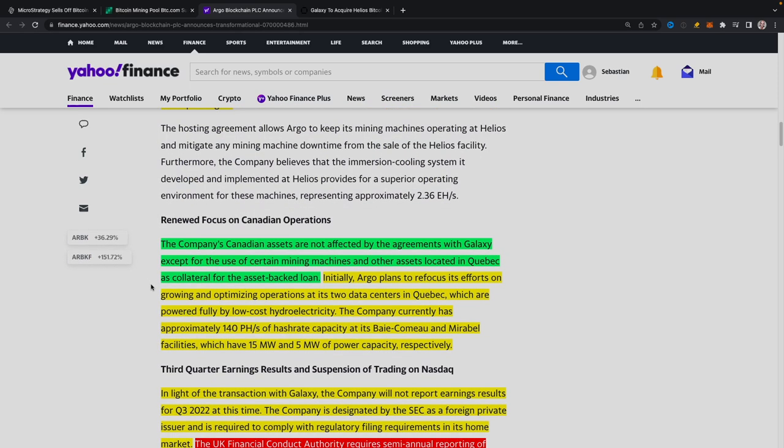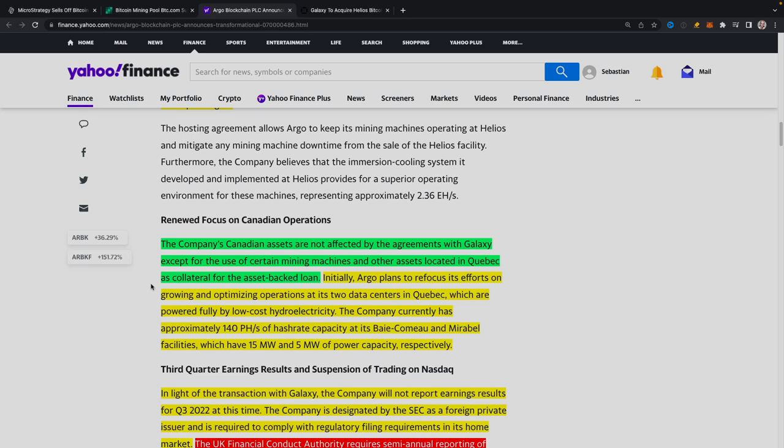Next is a renewed focus on Canadian operations. So the company's Canadian assets are not affected by the agreements with Galaxy, except for the use of certain mining machines and other assets located in Quebec as collateral for the asset-backed loan. Initially, Argo plans to refocus its efforts on growing and optimizing operations at its two data centers in Quebec, which are powered fully by low-cost hydroelectricity. The company currently has approximately 140 petahash of hash rate capacity.